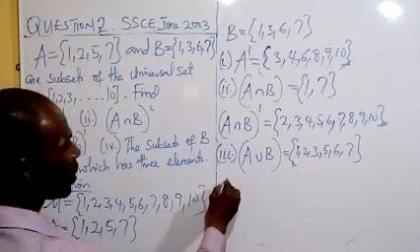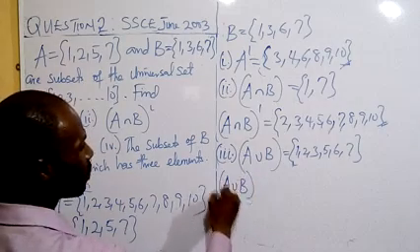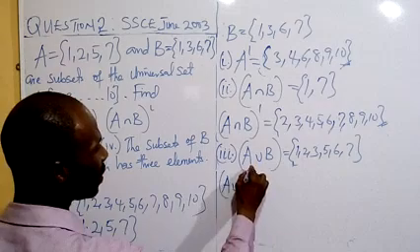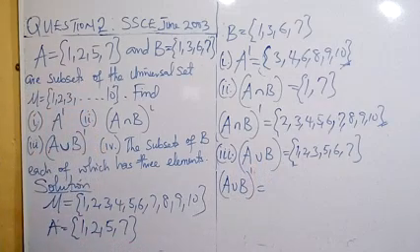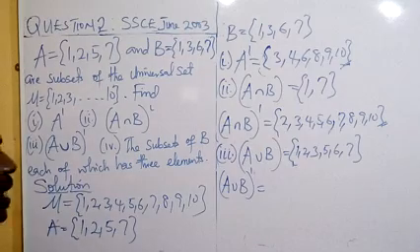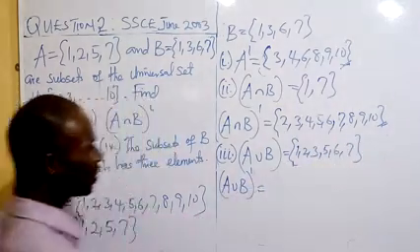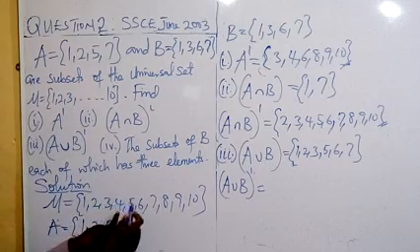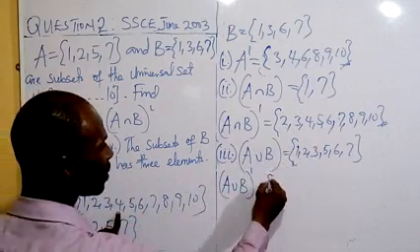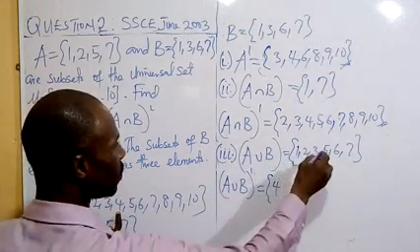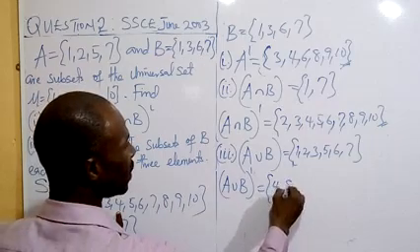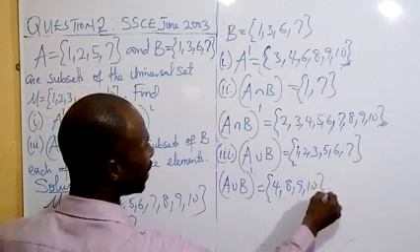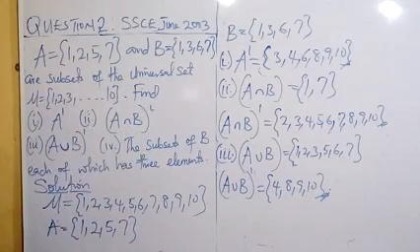But we want to look for A union B prime. That's what the question asks us to find. What are the elements in A union B? We compare it to the universal set. What are the elements in the universal set that are not here? We have 4, 8, 9, and 10. That's our final answer. That is our A union B complement, or you can call it A union B prime.